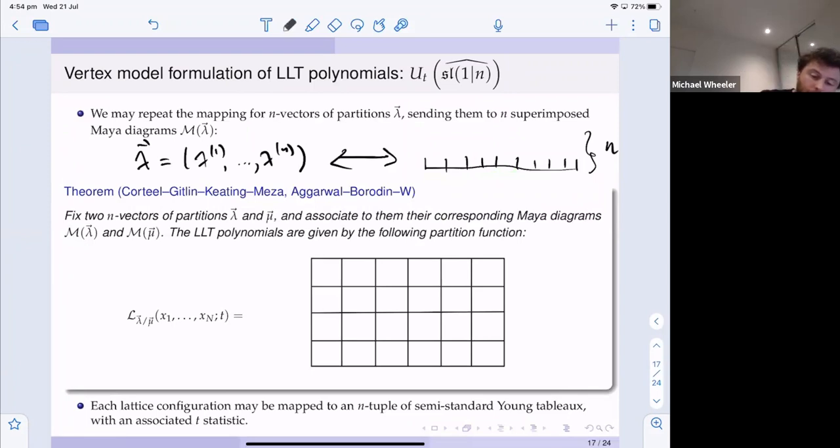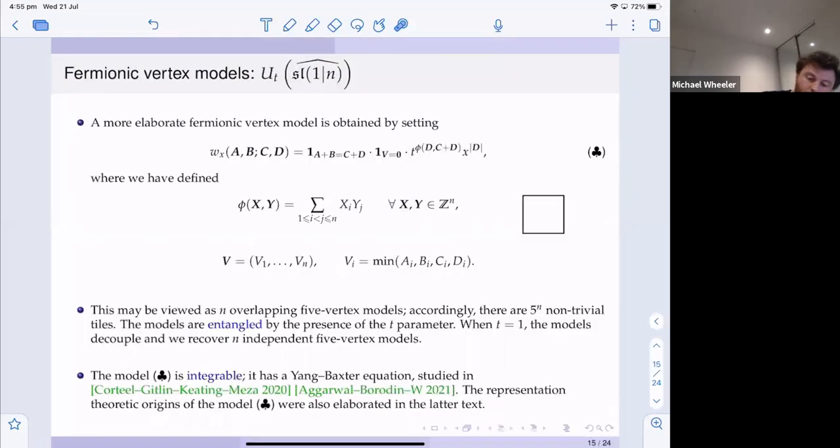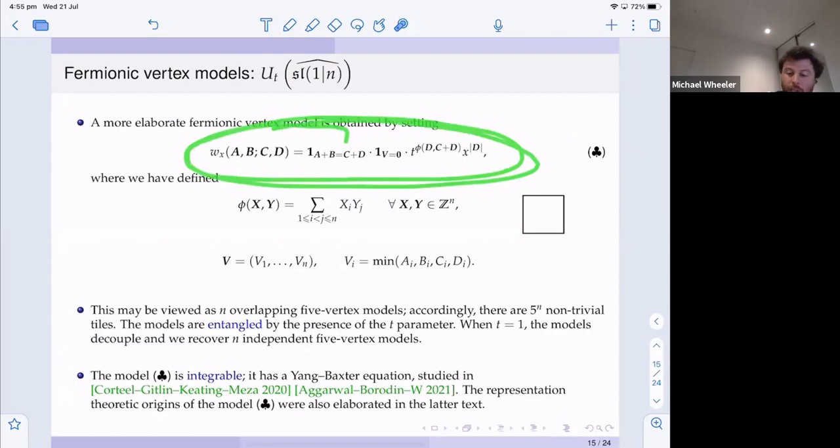In that case, you get a formula for LLTs, which looks very similar. I go from x1 up to xn. Here I have the Maya diagram corresponding to the vector mu, and here the Maya diagram corresponding to the vector lambda. And the model that is being used here is this model, using these weights.